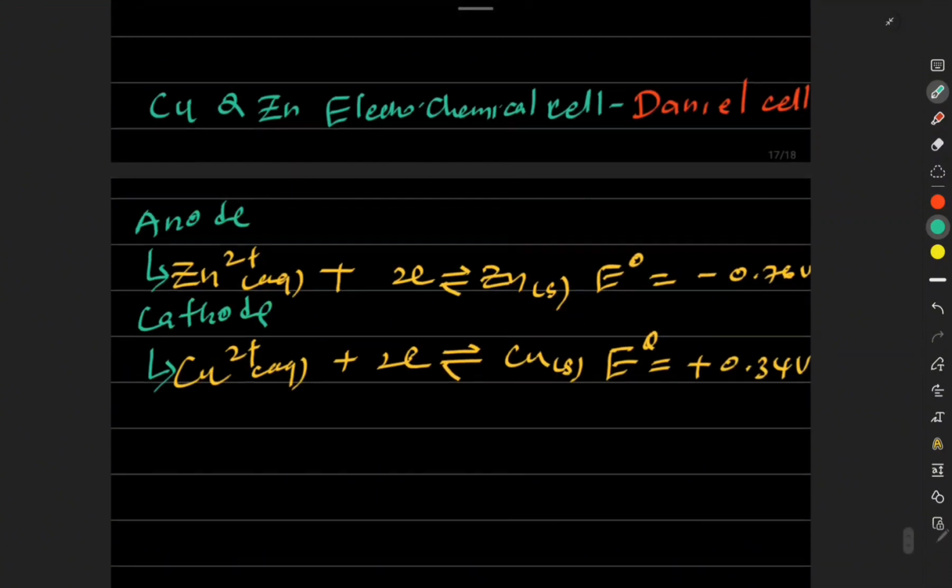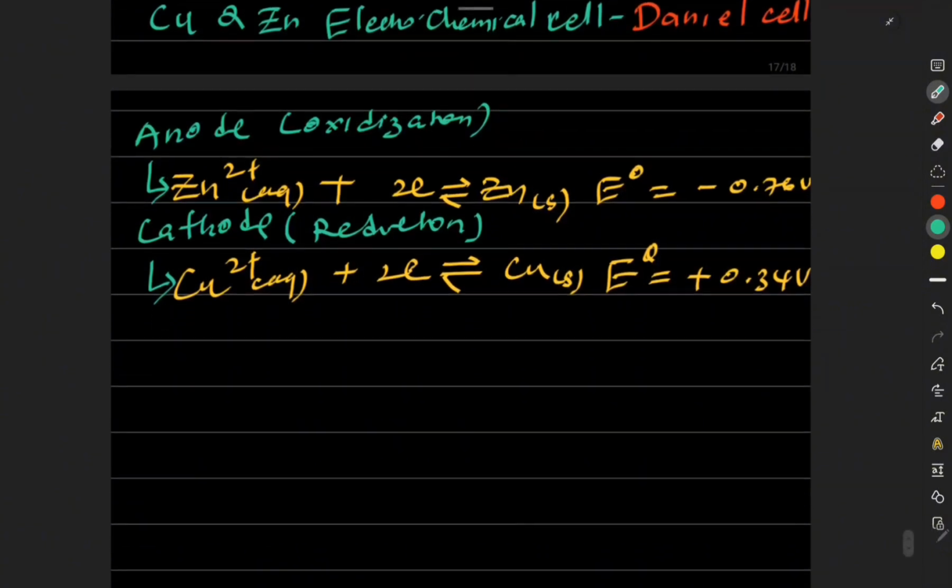After this cell notation, it is about a galvanic cell. The anode is negative, which means it should give electrons, therefore it undergoes oxidation. The anode undergoes oxidation, and the cathode is the positive terminal, therefore it should undergo reduction. It absorbs electrons, it gains electrons.